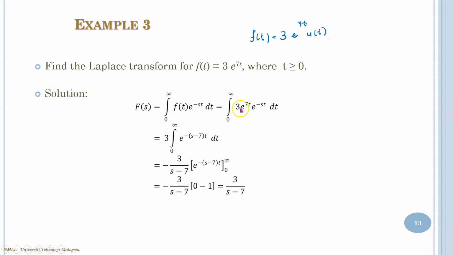Put in the value for f(t) and integrate this equation. So this is only in the time domain. When you integrate, put in the value of 0 and infinity, you will get 3 over s minus 7. This is when you want to perform Laplace transform using the integration.